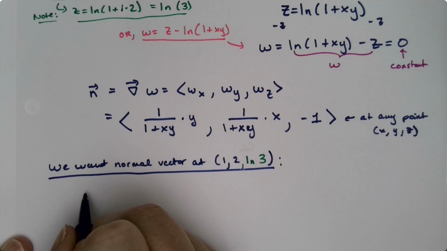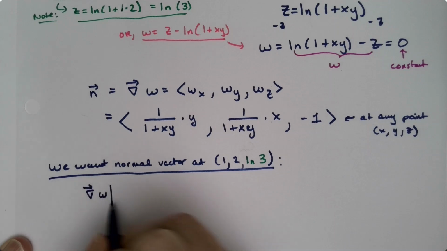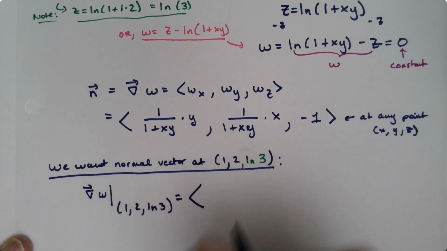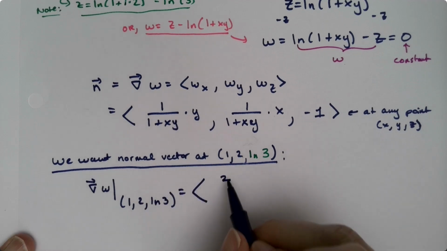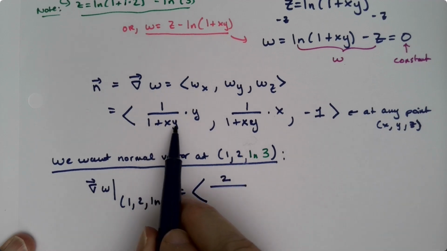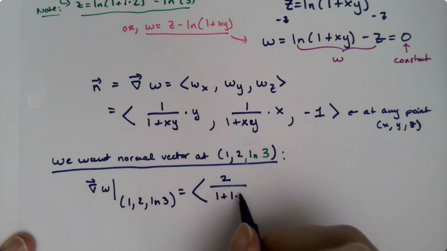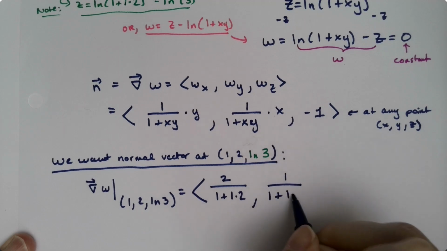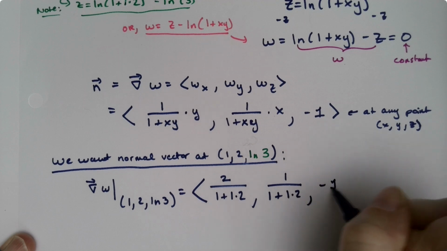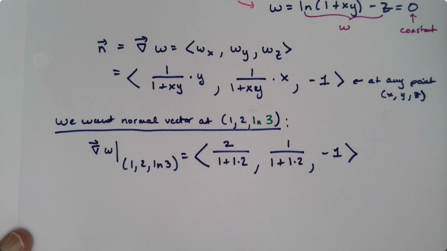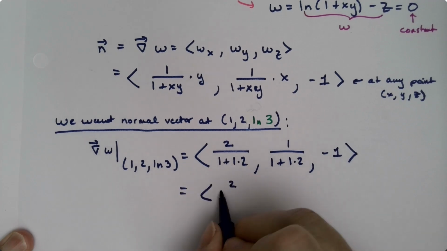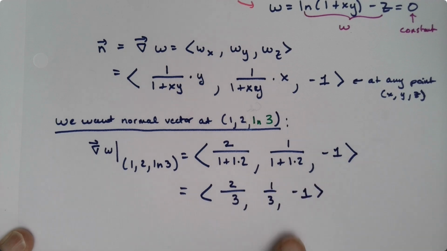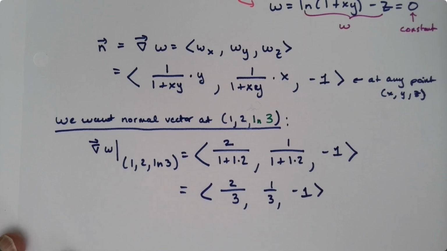So that would be the gradient of w at (1, 2, natural log of 3), which is equal to 2 divided by 1 plus 1 times 2, and then 1 divided by 1 plus 1 times 2, and then negative 1. Right? Nothing special is happening back there. So that means we're saying 2 over 3, 1 over 3, negative 1. There's our normal vector.